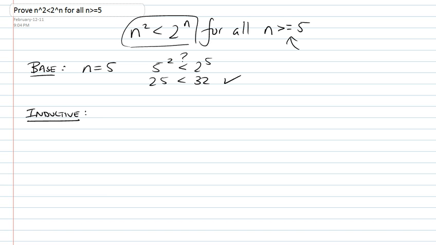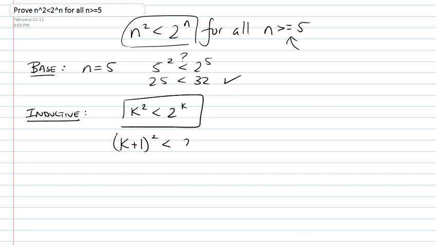For the inductive step, we're going to say first that the induction hypothesis holds. The induction hypothesis is basically that k squared is less than 2 to the k for any k greater than 5. So we're going to assume that this holds. And then we're going to go on to prove that (k+1) squared is less than 2 to the k+1. So we've just incremented k. Now we're trying to prove the step, being able to actually go from k to k+1, given that k has been proved. So this is what we're trying to prove right now.